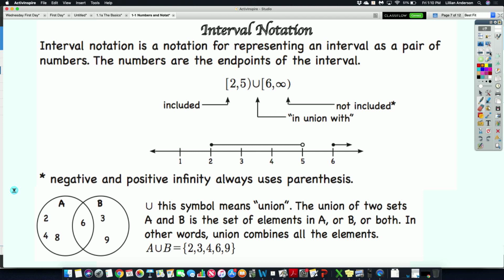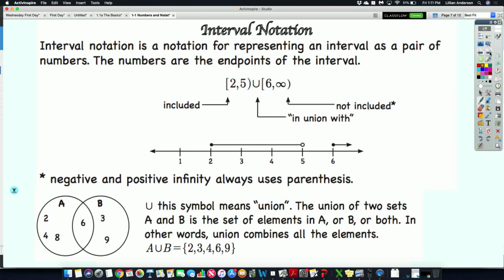But this one is specifically for ranges, okay, not listing out numbers. Negative and positive infinity always have parentheses because you can't include a number that you don't know. We don't know what infinity is. It means forever. So you always put a parenthesis around infinity. And like I said before, anytime you're talking about multiple sets, you would use the union. That's what the U stands for. It connects them together.